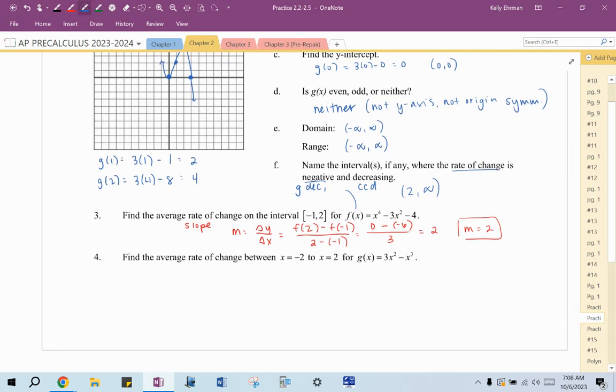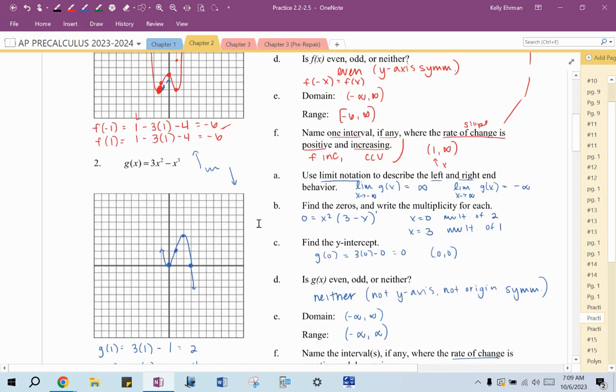Find the average rate of change between x equals -2 and 2. For g of x, I just changed up the wording on this. This means the same thing though. So we're going to say the slope is the difference in the y values, g of 2 minus g of -2, over the difference in the x values, 2 minus -2.